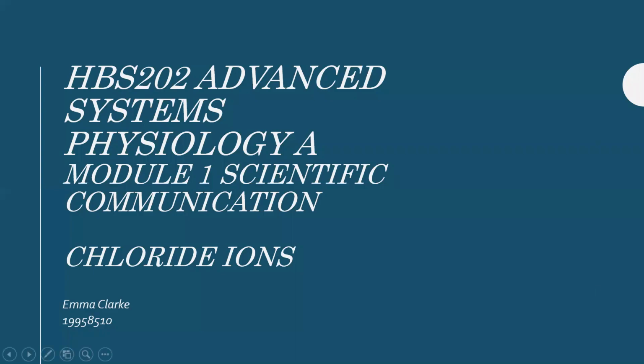In this presentation, we'll be discussing the importance of chloride ions in the central nervous system, skeletal muscle, and smooth muscle. You might be familiar with the movement of sodium and potassium across the plasma membrane, but what you may not know is that chloride has an impact on membrane potential and action potentials as well.